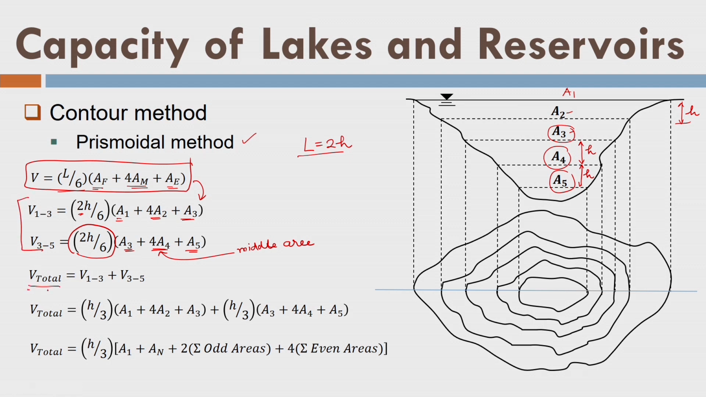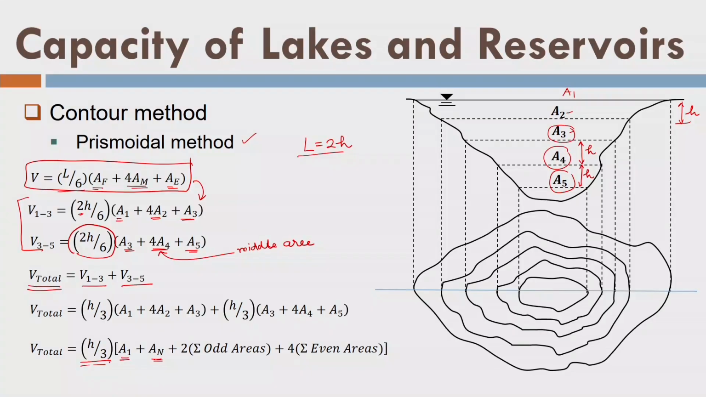So the total volume is given by V13 plus V35, and if we do the summation, I will get finally this formula. Now imagine that instead of 5 areas we have a total of n areas: A1, A2, A3 and up to An. So what will we do?